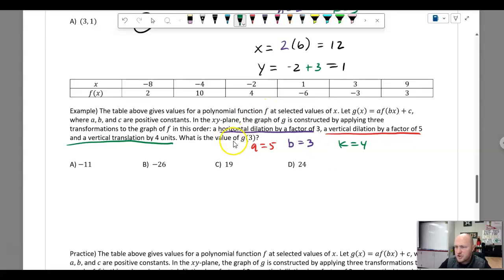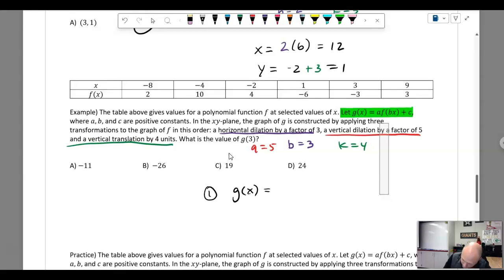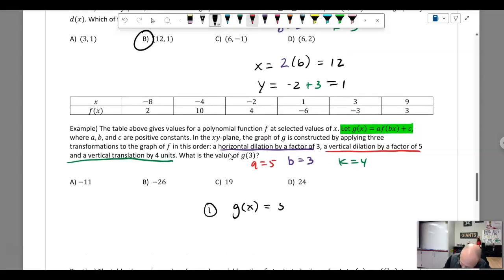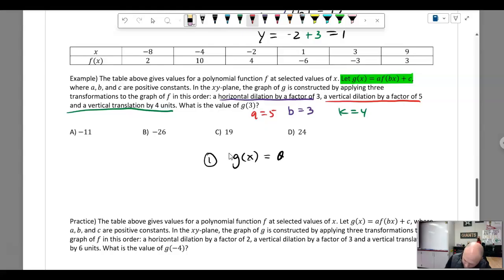What is the value of g of 3? It's very important, first of all, that you understand what g of x is. I'm going to write g of x first. That should be step 1. What is g of x? G of x is equal to 5 times f of b. Since it's a factor of 3, right here is going to be 1/3. Remember, we got to switch it. That's the tricky part. And then plus 4.